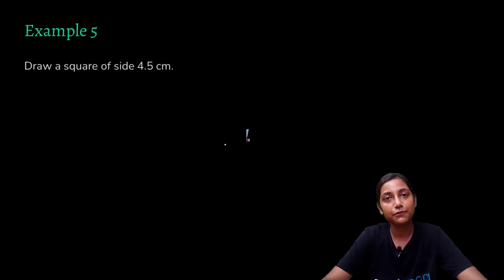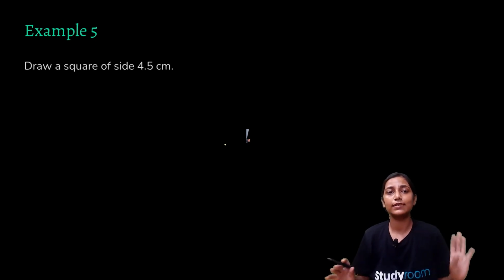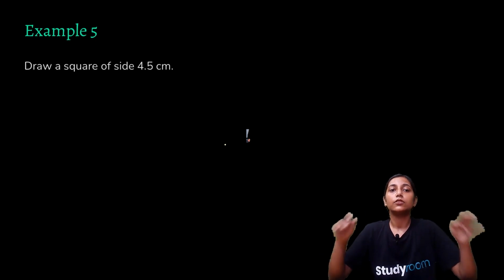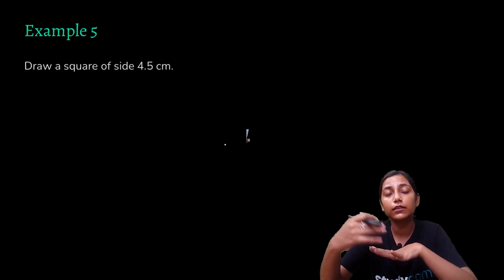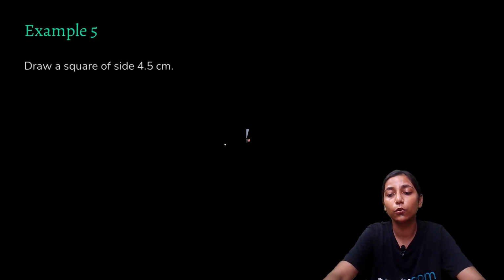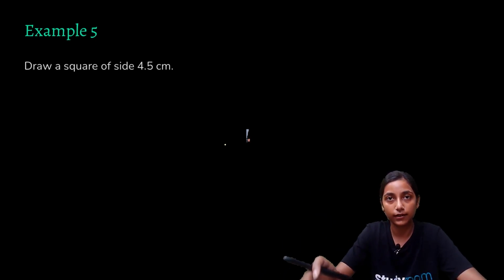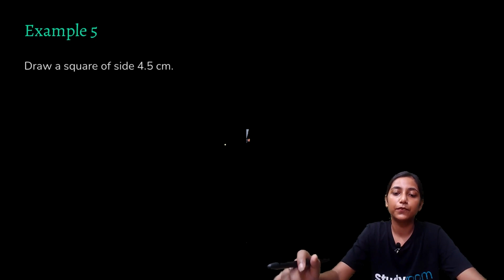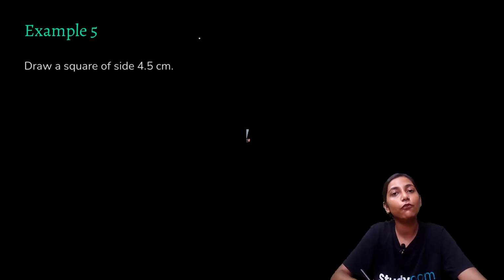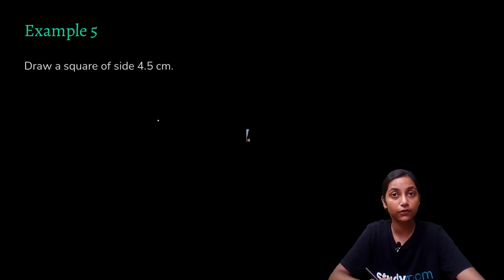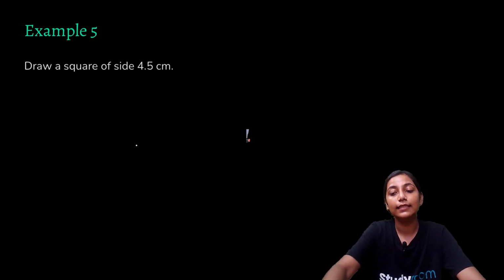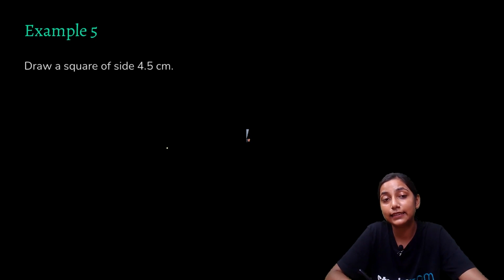See, we have example number 5. We need to construct a square, and we are only given one side of the square, that is 4.5 centimeters. The first thought that should strike your mind is that the property of a square is that all the sides are equal. So all 4 sides of the square are going to be 4.5 centimeters. We also know that all the angles are going to be 90 degrees. We can construct it now because we have got more than 5 measurements.